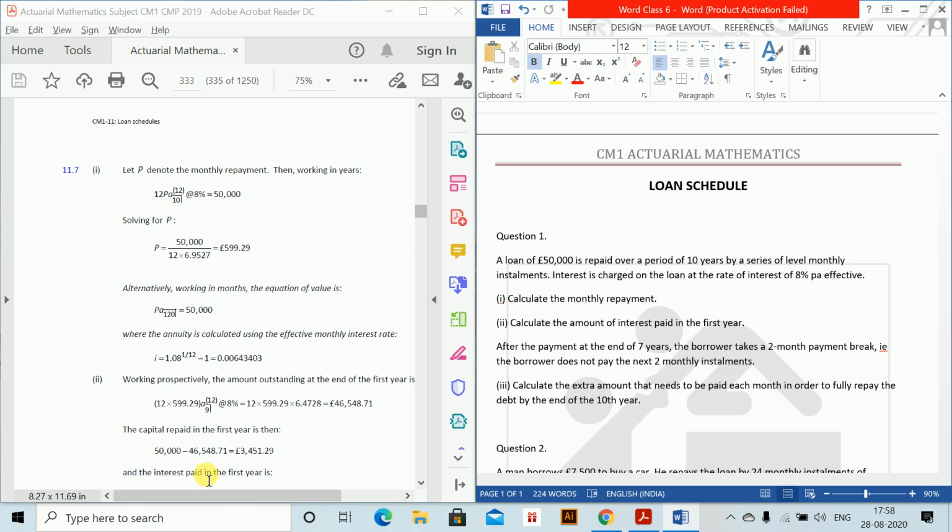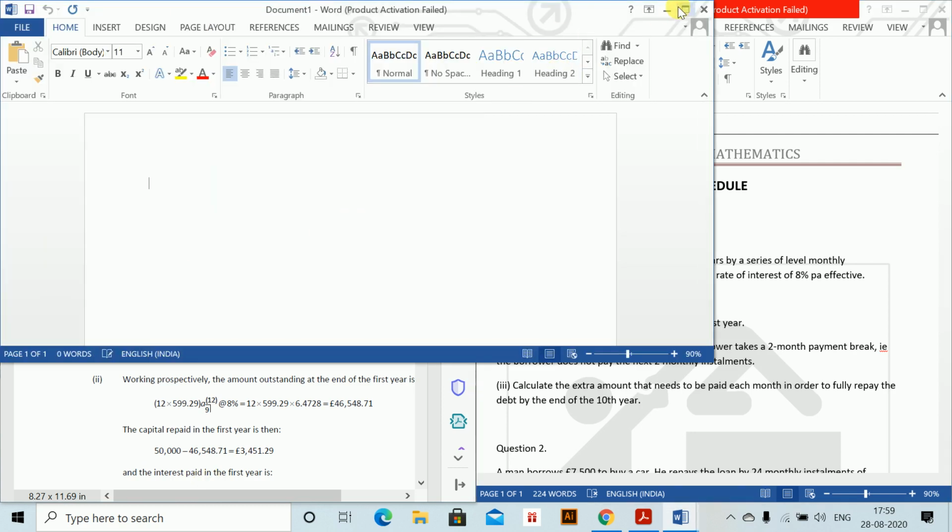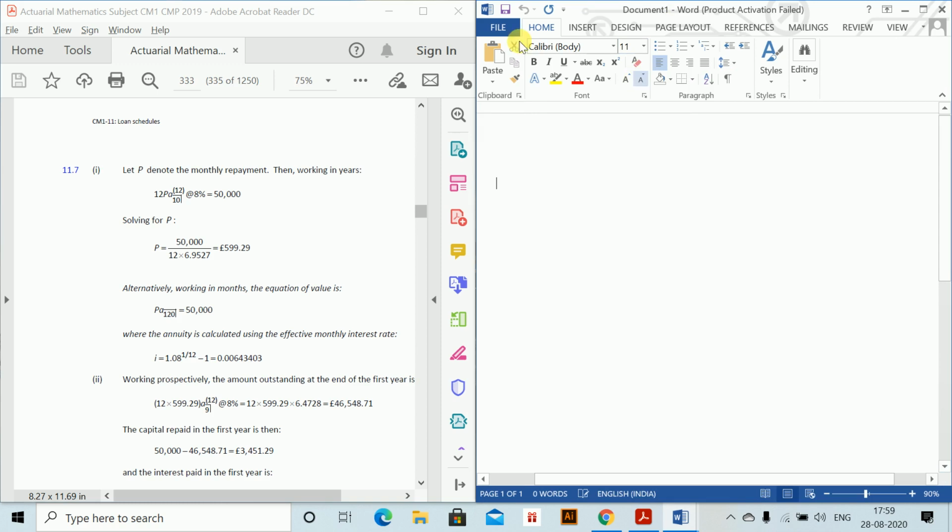And after the payment at the end of 7 years, the borrower takes a 2-month break. That is, the borrower does not pay the next 2 monthly installments. Calculate the extra amount that needs to be paid each month in order to fully repay the debt by the 10th year. So we'll open a new document. Okay, and now we'll start writing our question.